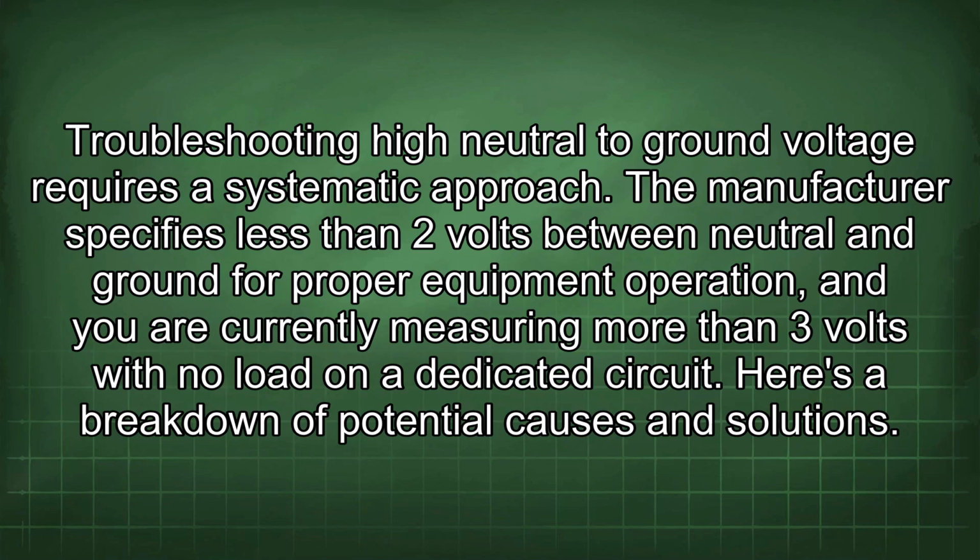Troubleshooting high neutral to ground voltage requires a systematic approach. The manufacturer specifies less than 2 volts between neutral and ground for proper equipment operation, and you are currently measuring more than 3 volts with no load on a dedicated circuit. Here is a breakdown of potential causes and solutions.